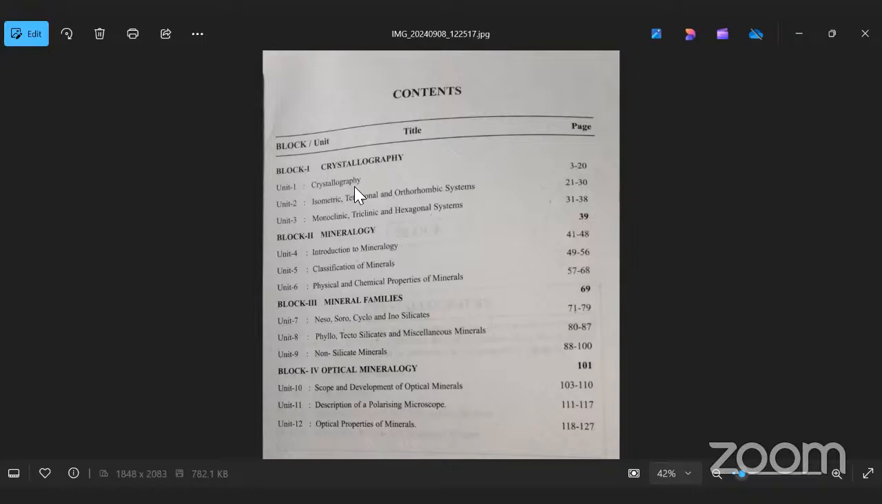A is equal to B is equal to C, and it is not equal to 90 degrees, it's equivalent to 120 degrees maybe. So according to that, we will classify it and call it a hexagonal system. So overall, the first block is speaking about the formation of crystals and the classification of crystals.